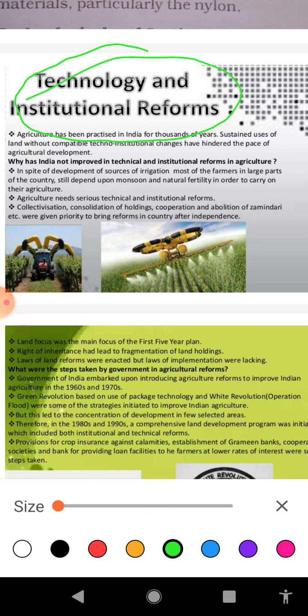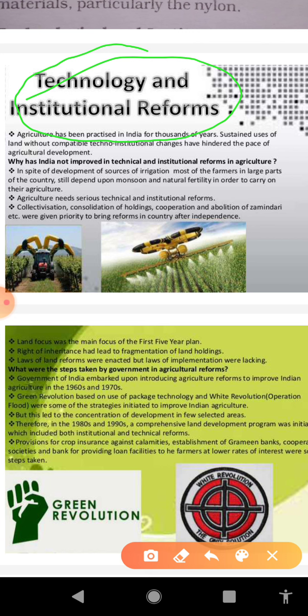First, let us discuss the institutional reforms. Among the institutional reforms, the first one is the abolition of the Zamindari system. All of you know that initially in India, the Zamindari system was practiced. Most of the arable lands were owned by the landlords, or you can say the Zamindars. The tenants did not have any ownership over the pieces of land. They were working in the farms of the landlords just like bonded laborers.